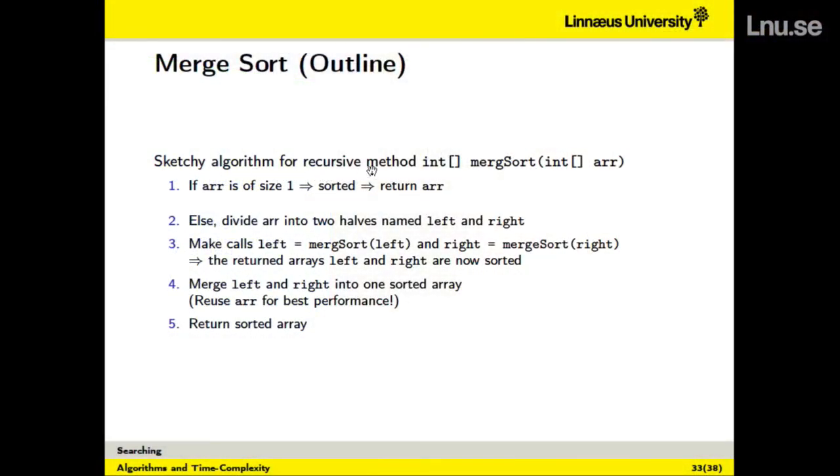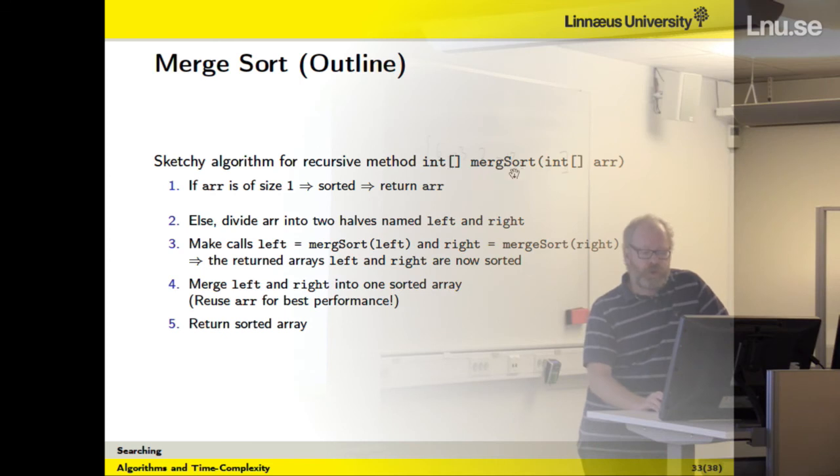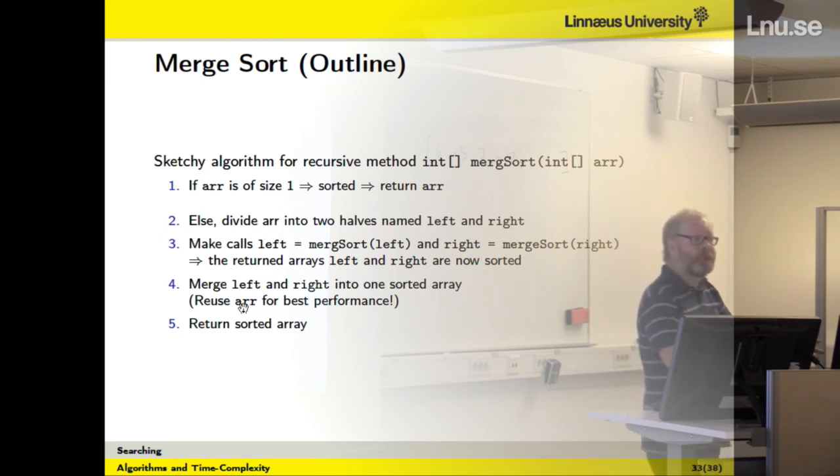Basically, you should do it recursively. You should merge, this is the signature for it. Well, the base case is, if it is of size 1, it's already sorted, we return. Otherwise, divide the array into 2 halves named left and right. Make calls, sort left and sort right. They return left and right arrays all sorted, and then you merge left and right into one sorted array. You should reuse the arrays, not create new arrays, for best performance.